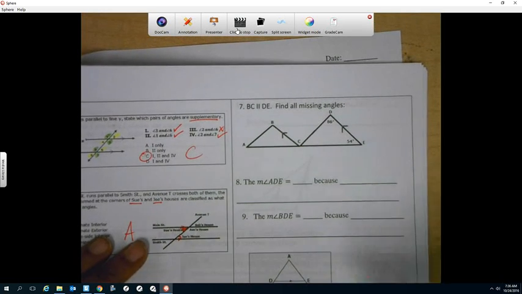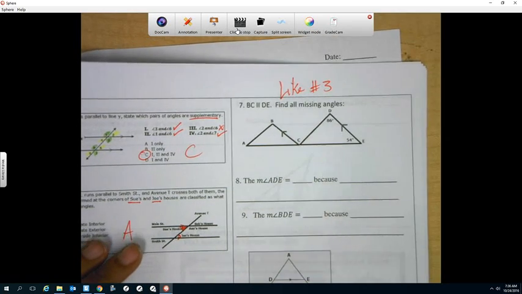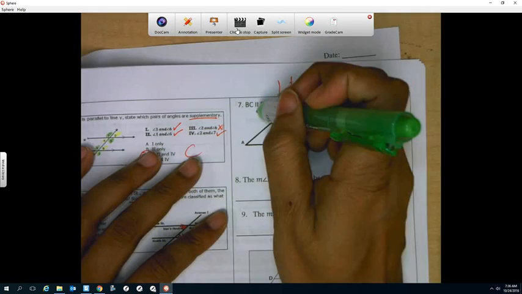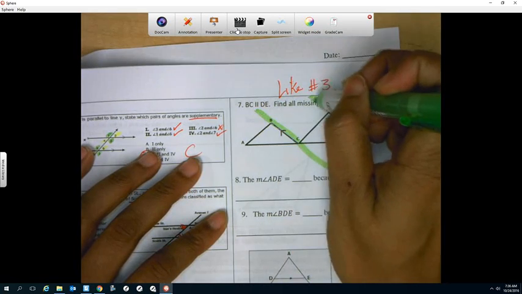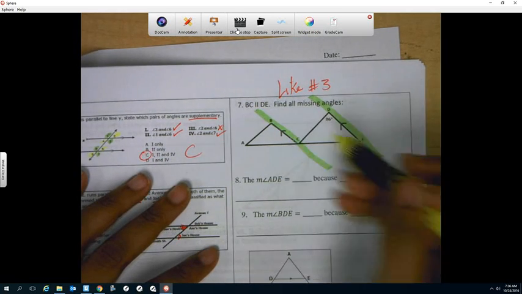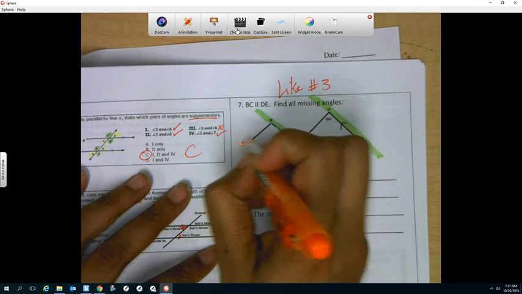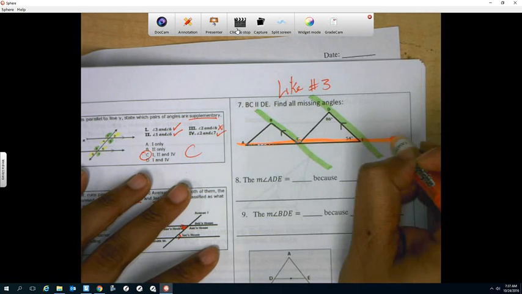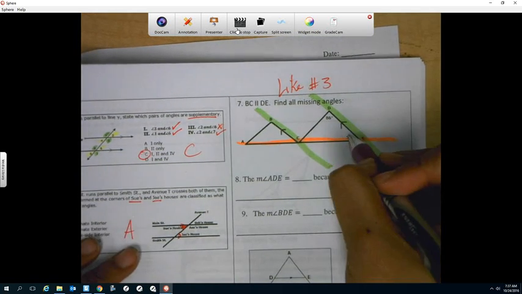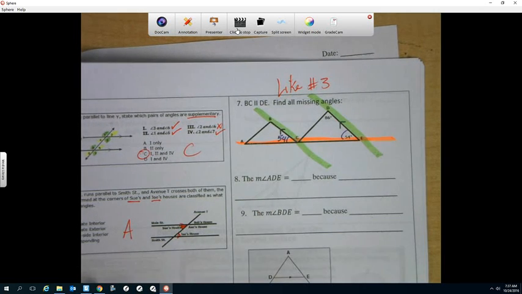All right, on number 7. This one was like number 3 that we did on the previous video. So again, if we see these arrows, let's go ahead and extend, because they're showing me that they're parallel lines. Let's extend the lines, and let's use our transversals. So I'm going to start with my transversal AE. My transversal AE creates corresponding angles with 54. So I'm going to put 54 here. These are corresponding. They would be congruent.